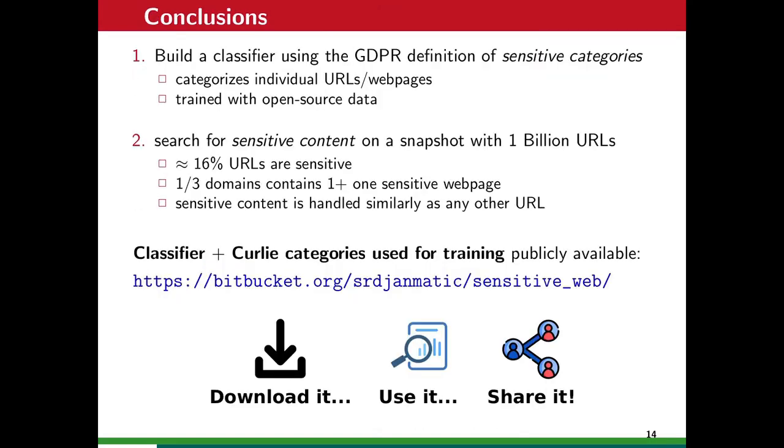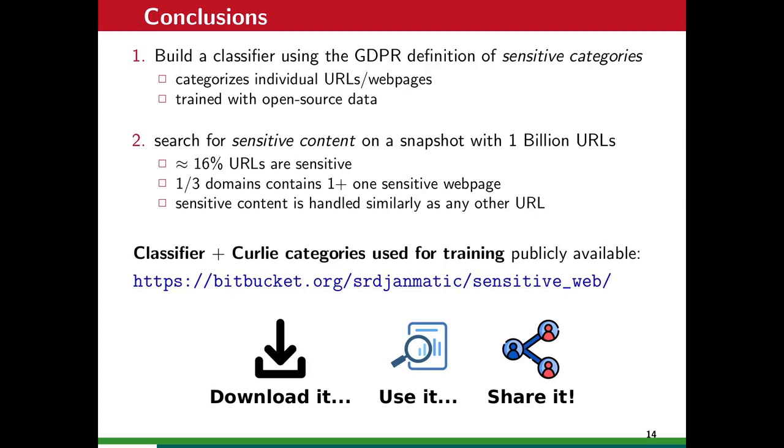To recap, in this talk we have seen how we can build a classifier using the GDPR definition of sensitive categories. Our classifier is able to categorize individual URLs using only information obtained from the content of the web page and is trained using publicly available open source data. We use this classifier to study the amount of web pages with sensitive content that are available on the open web. To this end, we leverage data from the Common Crawl project to classify 1 billion web pages. In the Common Crawl web snapshot that we analyzed, we observed that sensitive web pages account for approximately 16% of the content and that almost 1 out of 3 domains contains at least one sensitive web page.